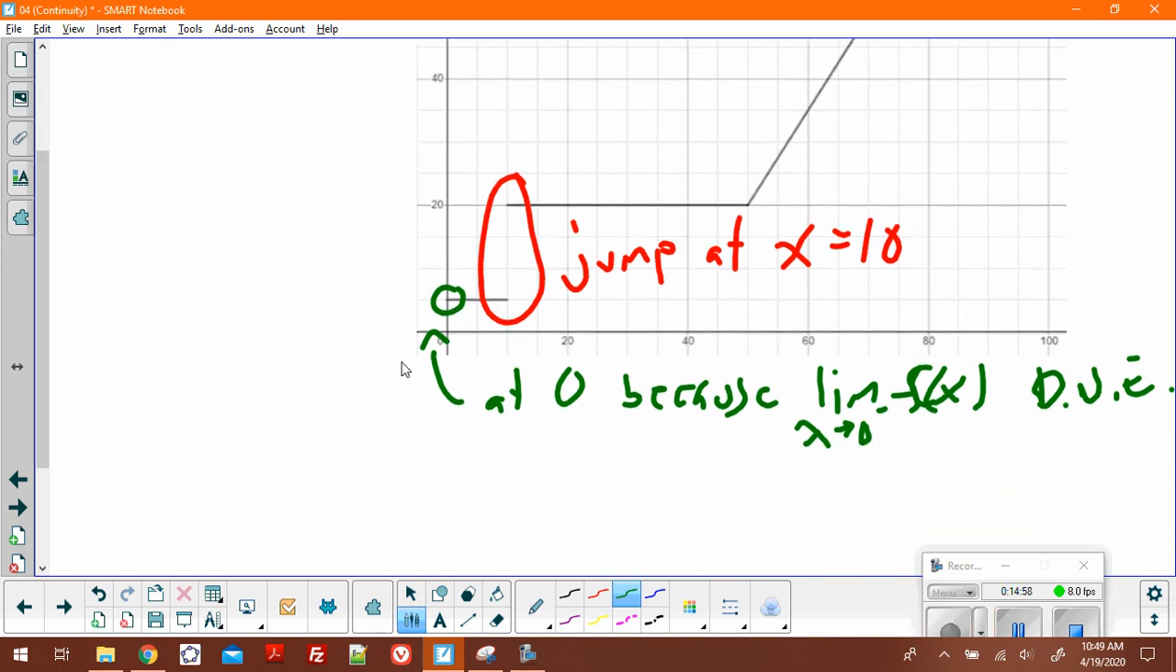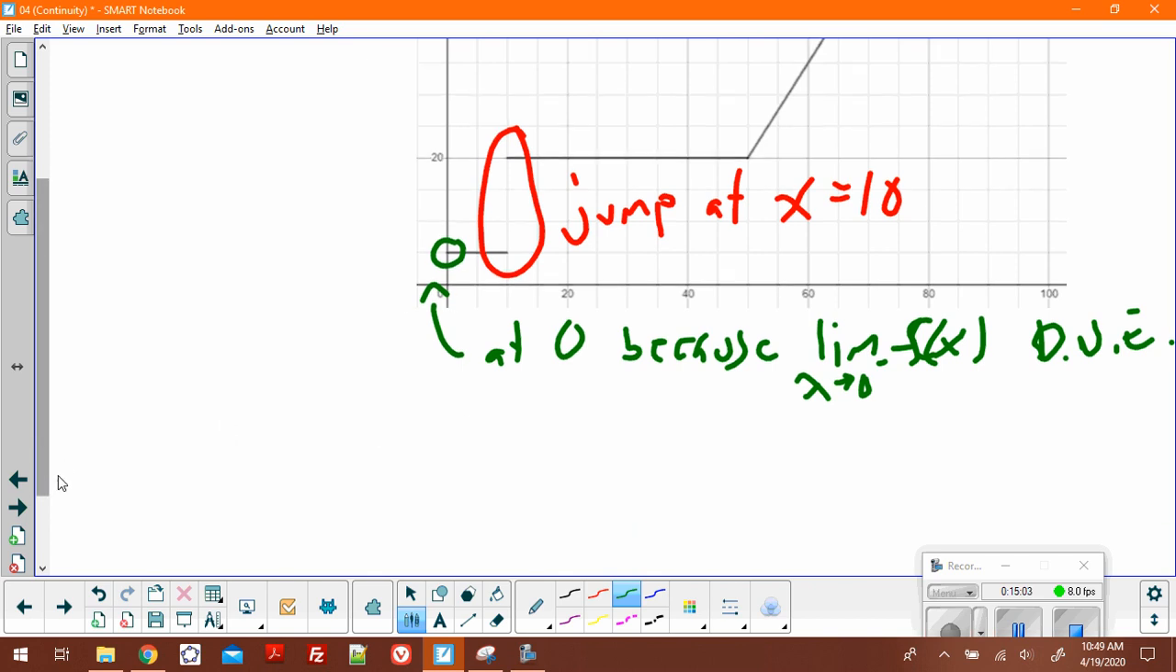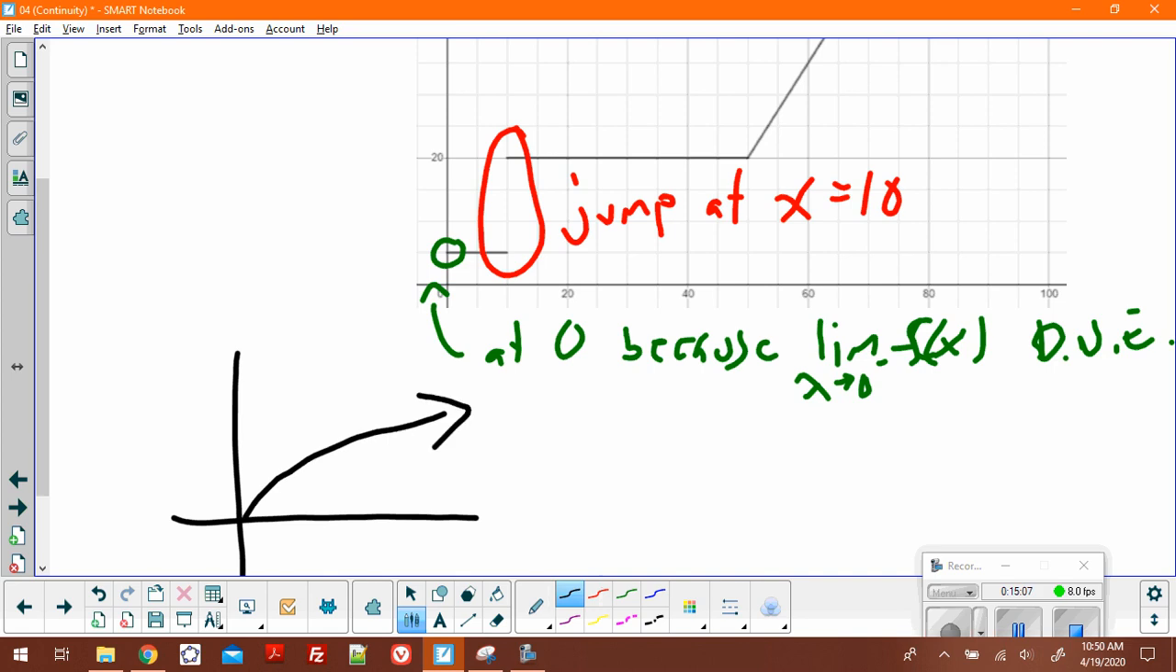But it may come up later in other things, so something to be aware of. Another example of that would be your square root function. It looks something like this. It's continuous everywhere, but in a technical sense, it's not continuous at 0 just because the left-hand limit doesn't exist there.